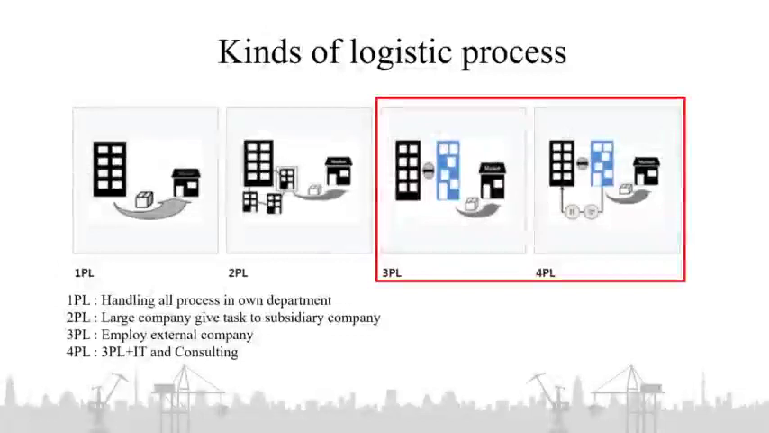2PL is possible only for large companies who have enough money to establish a transportation company. Since they have the ability, they decide to establish the company they need rather than employing another company. 3PL is employing another specialized company to reduce transportation cost and for their convenience. 4PL is the newest process, and currently it is very famous. It gives additional services such as consulting or IT technology. Many of the 3PL companies are trying to enter this field.